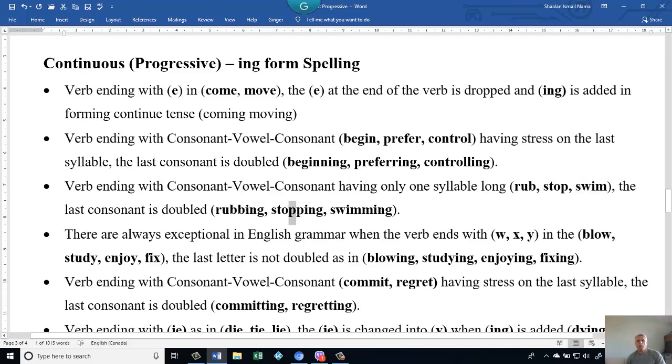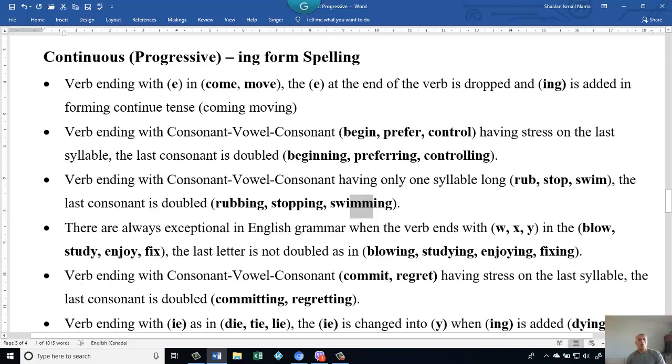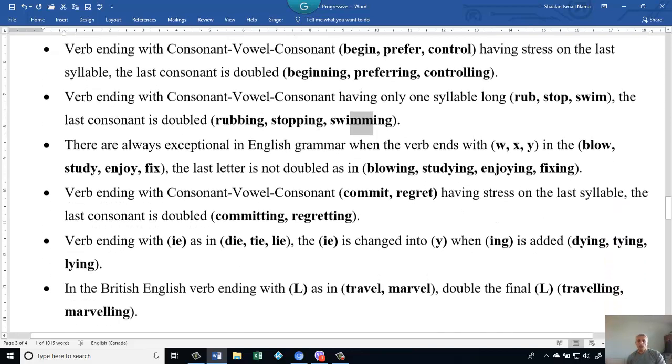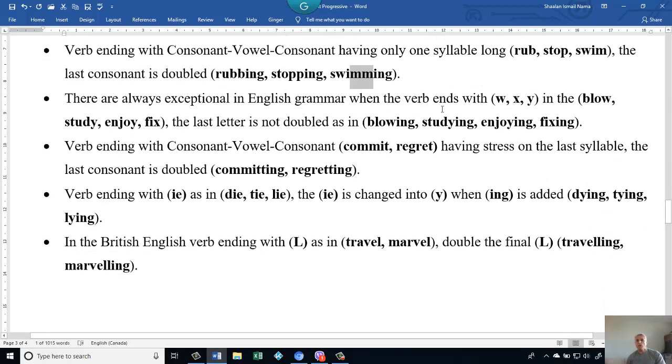Here same thing, we double the P. We have consonant, then we double it. Swim, same thing, we make it swimming. Okay? There are always exceptions in English grammar when the verb ends with W, X, Y.